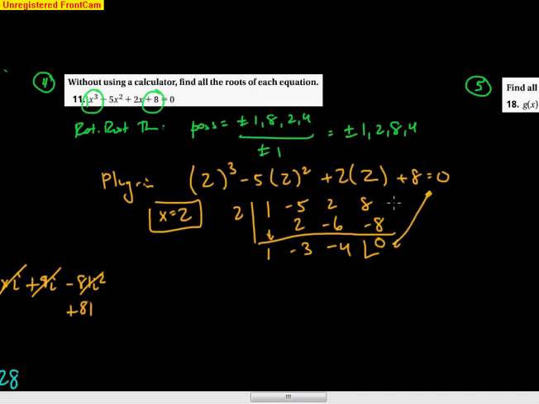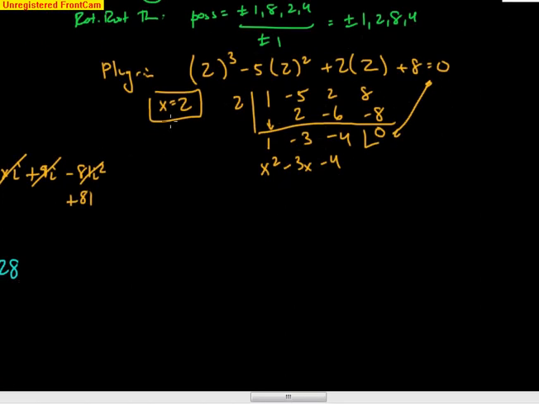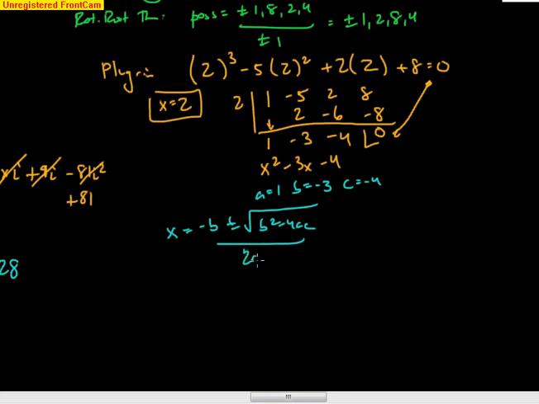So now what I'm going to do is use the quadratic formula. This is a quadratic: x squared minus 3x minus 4. So I will use the quadratic formula to find the other 2 roots. To use the quadratic formula, a is 1, b is negative 3, c is negative 4. Quadratic formula says x equals the opposite of b plus or minus the square root of b squared minus 4ac all over 2a. And over here, I will do b squared minus 4ac.